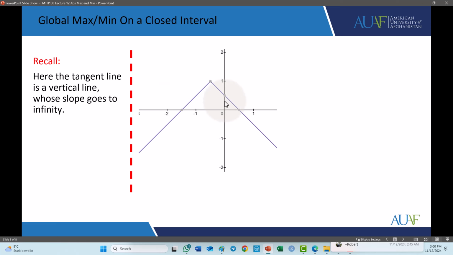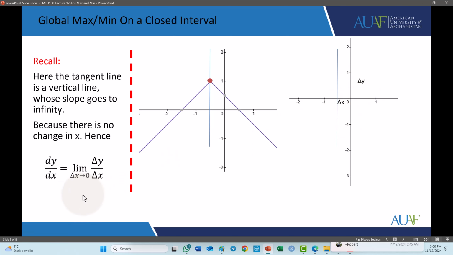However, if we have a function such as this one, where we have a sharp turning point and we take the tangent line there, we see that the tangent line is actually a vertical line at that point. And recall that the slope of a vertical line is not defined because delta x is 0. Delta y over 0 is not defined, hence the limit of delta y over delta x when delta x goes to 0, since delta x doesn't change, is not defined. Therefore, the derivative of this function at this sharp turning point is not defined.